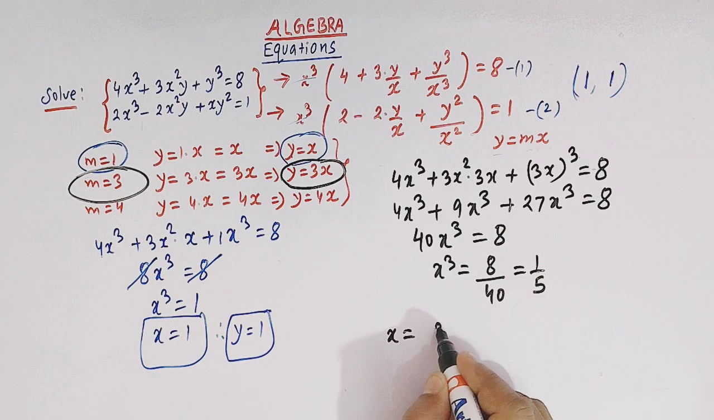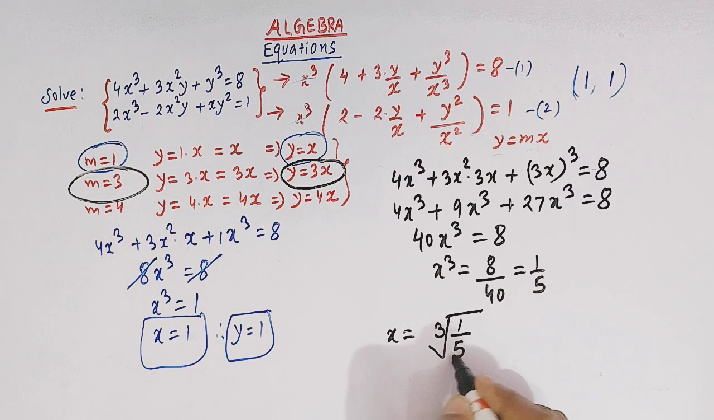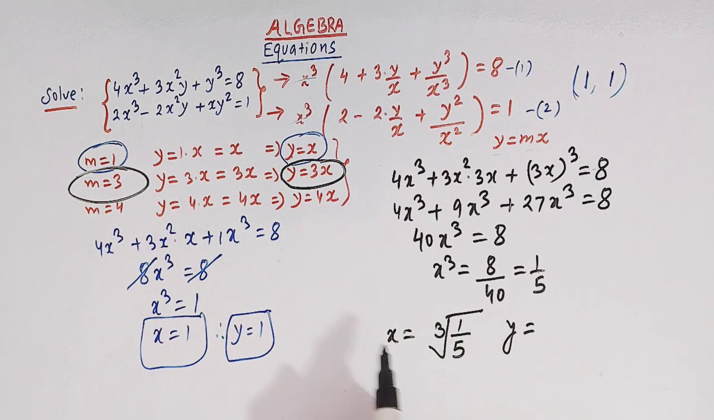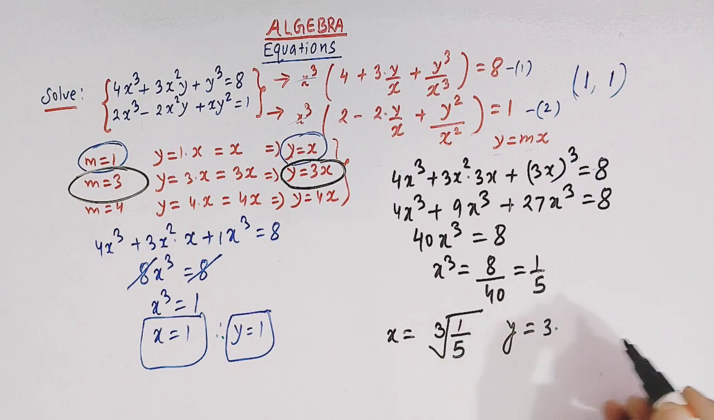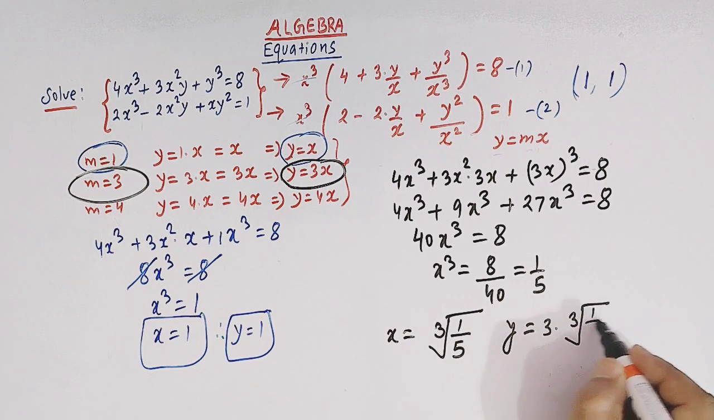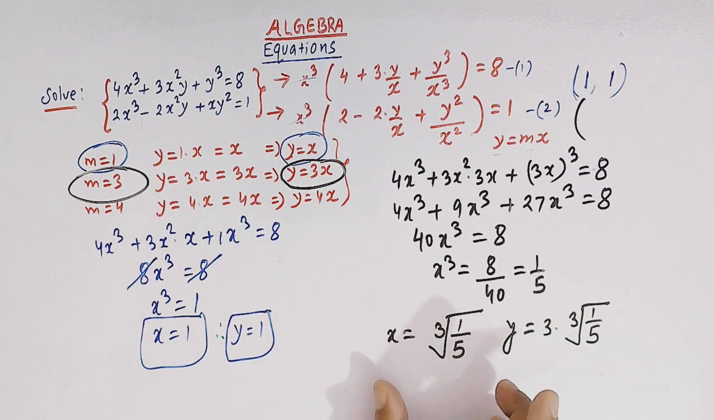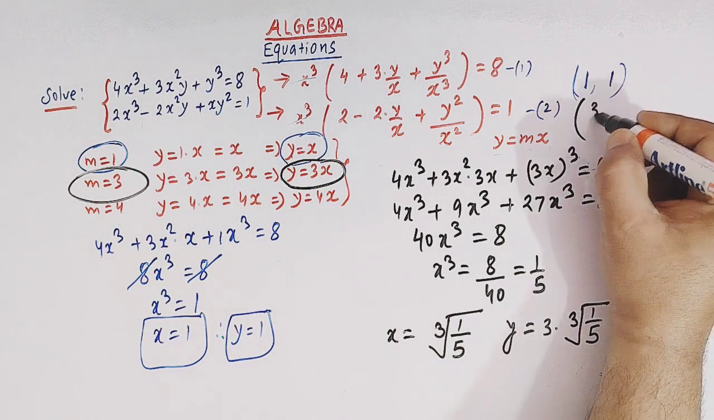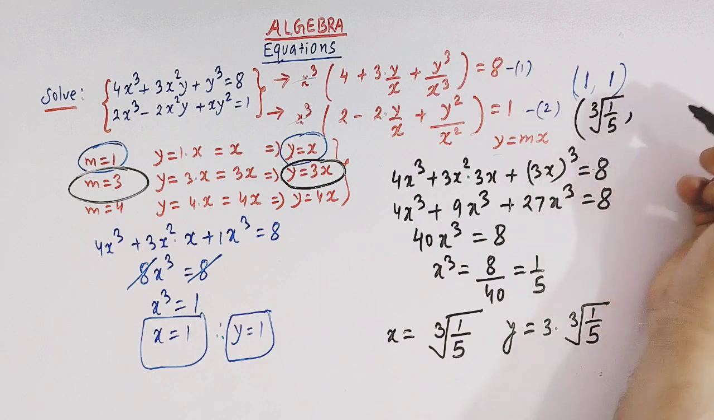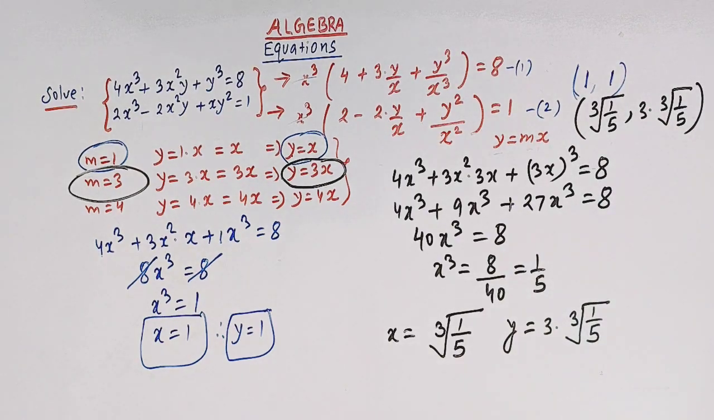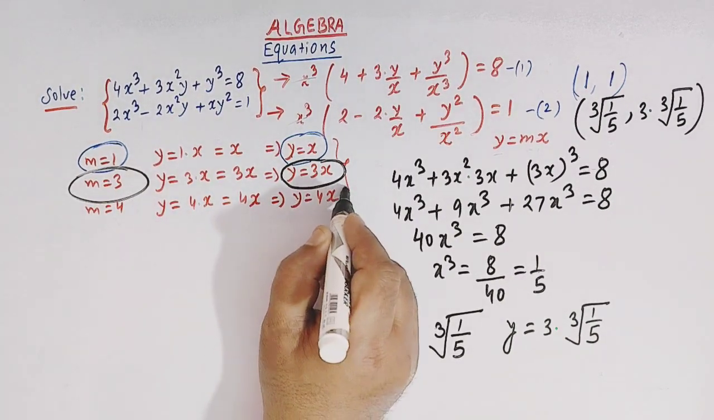So x is the cube root of 1 over 5, and the corresponding value of y can be obtained by taking x over here. So we have 3 times the cube root of 1 over 5. So the second pair of values of x and y is given by the cube root of 1 over 5, and 3 times the cube root of 1 over 5.